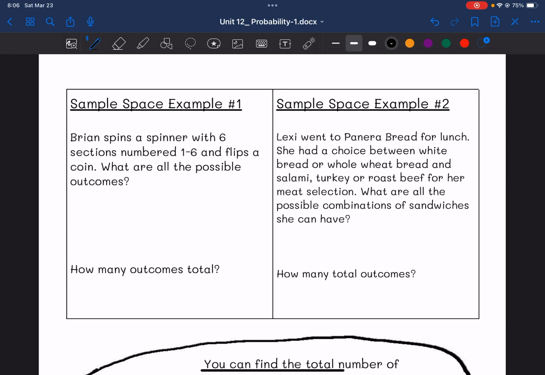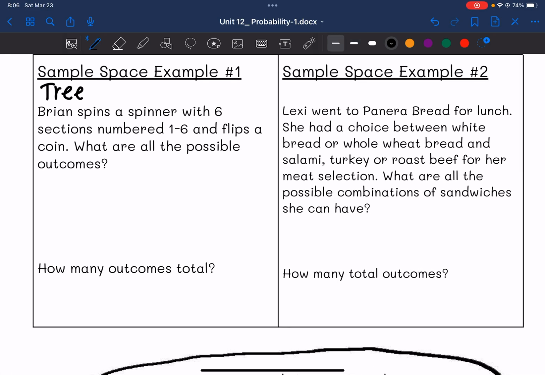The first example of the sample space is going to be done in a tree form. So here, Brian spins a spinner with 6 sections numbered 1 through 6 and flips a coin. Remember, a coin is only going to have either tails or heads. Heads or tails. Okay, so here I'm going to write all my numbers. So 1, 2, 3, 4, 5, and 6.